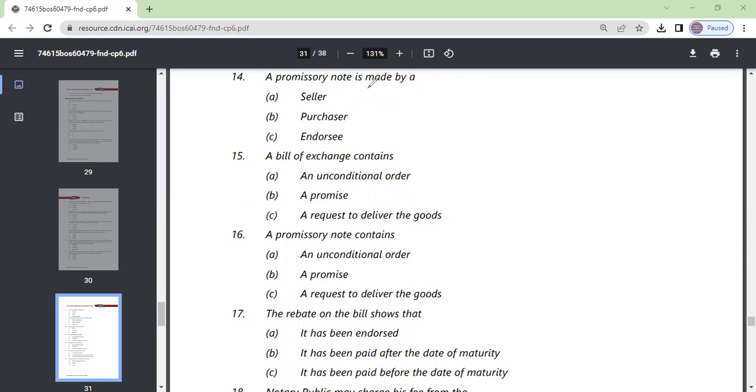Okay, so promissory note comes under the Negotiable Instruments Act. As per the act, it is a promise to pay. It is prepared by the debtor. Bills of exchange is prepared by the creditor.